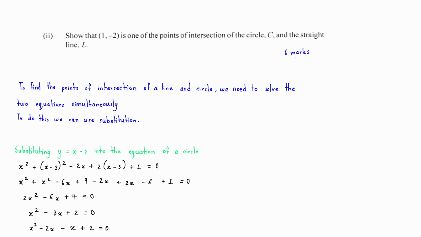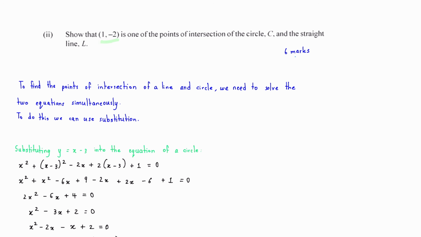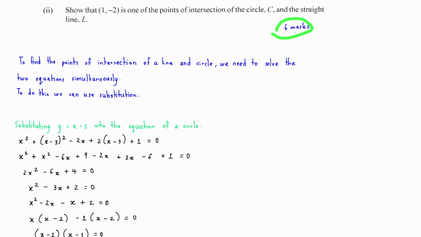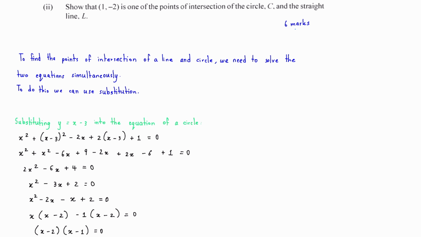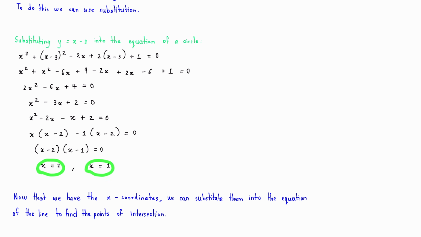Now part 2 says to show that (1, minus 2) is one of the points of intersection of the circle C and the straight line L. This is for 6 marks now. So to find the points of intersection of a line and a circle, we need to solve the two equations simultaneously, just like we did before. And now we're going to use substitution, same thing as before. We substitute y is equal to x minus 3 into everywhere we saw y in the equation of the circle, and then we simplify it to get x is equal to 2 and x is equal to 1.